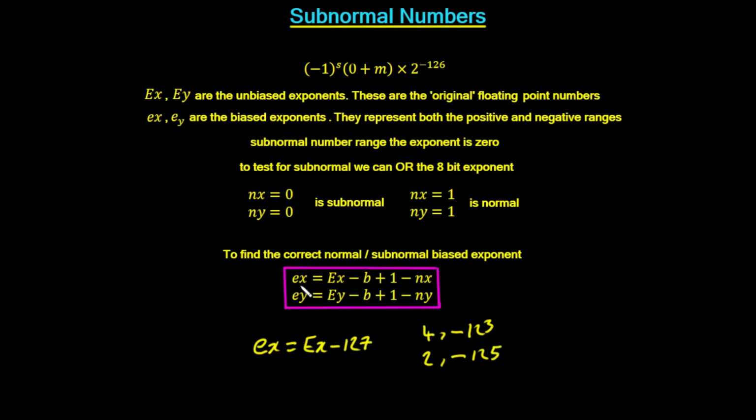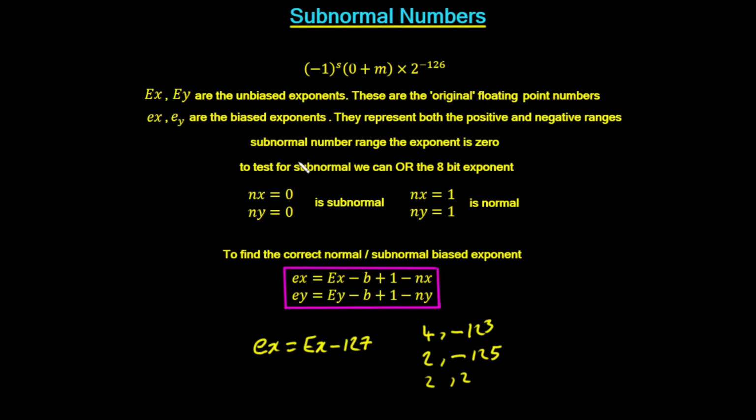And previously, we'd only been interested in the EX minus EY in order to work out the difference in the exponent range. So if we take the 2 away from the 4 here, we get the value of 2. And if we take this value away from this value here, again, we get the difference, which is 2. So it didn't really matter whether we used the biased or the unbiased. But now, whenever we're working with subnormal numbers, we want a nice, neat way of working out the single term here for the biased exponent for both normal and subnormal numbers, and that's what this little section here does.